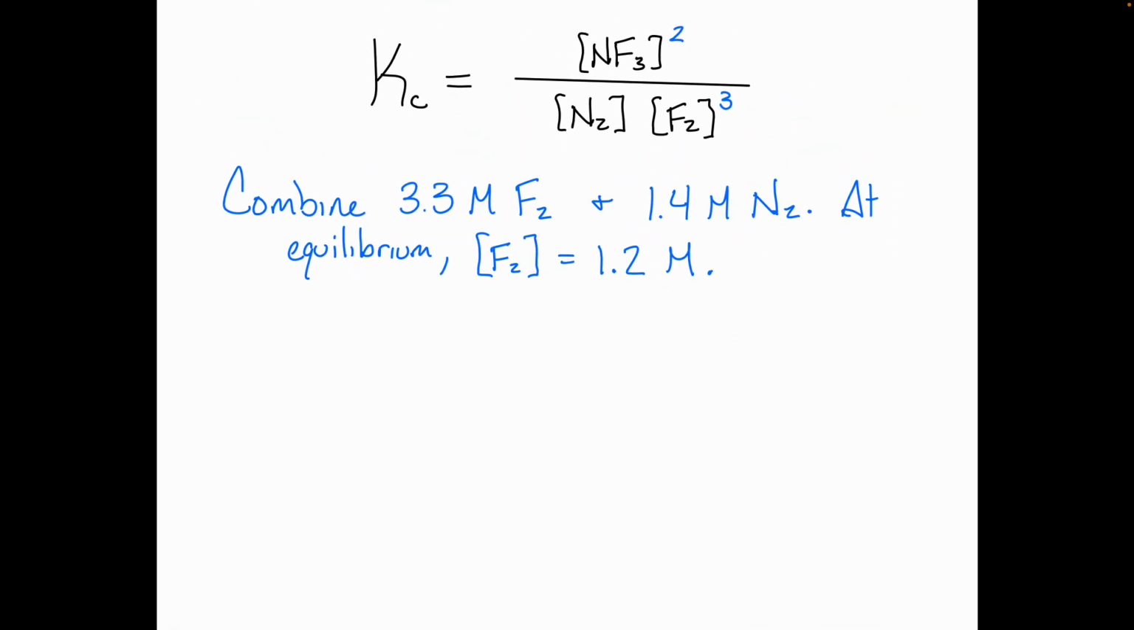All right, and now I'm going to tell you that we're going to combine 3.3 molar fluorine gas and 1.4 molar nitrogen gas, and then at equilibrium, the concentration of that fluorine has decreased to 1.2 molar. I want to know what is the concentration of that product that we produced. Everybody's going to take a second and set up our ICE table for this particular problem.